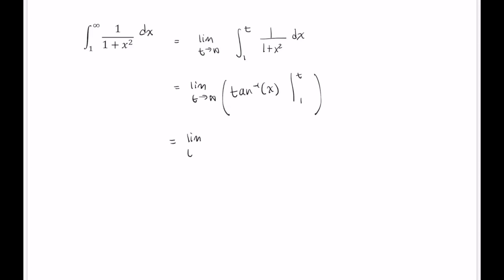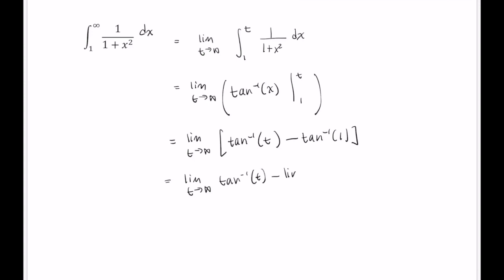Now let's continue to leave our limit out here in front and evaluate at the limits of integration. So we have tangent inverse of t minus tangent inverse of 1. So we can split this into two limits. It's the limit as t approaches infinity of tangent inverse of t minus the limit as t approaches infinity of tangent inverse of 1. Now we need to recall a little bit of trigonometry here.